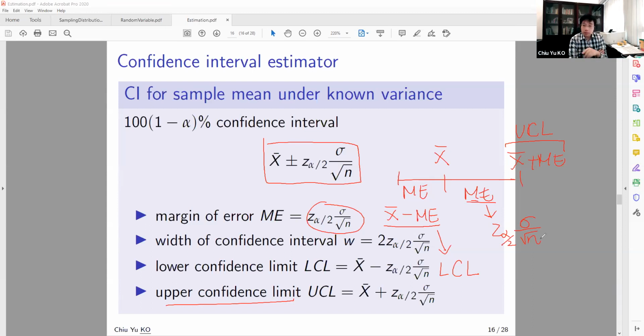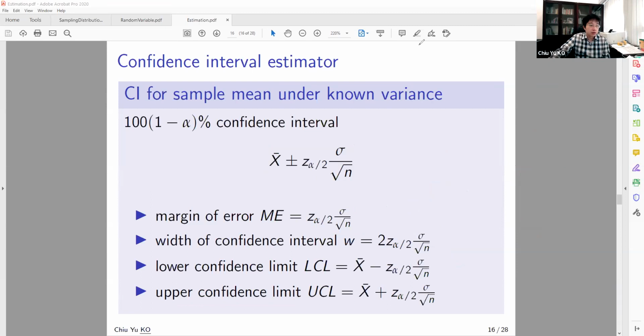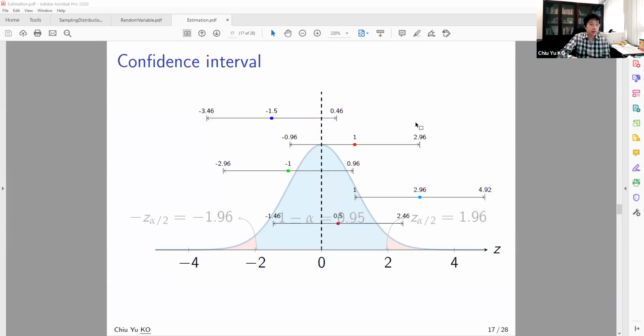Is that okay? It looks complicated, but it will be easy to operationalize. Let me explain once more the meaning of confidence interval. We say confidence interval, but we don't have probability. The reason why is the following. Let's recall what the meaning of confidence interval is.